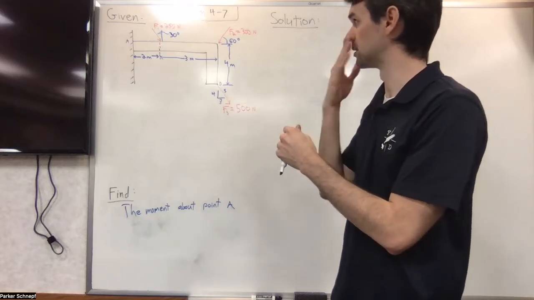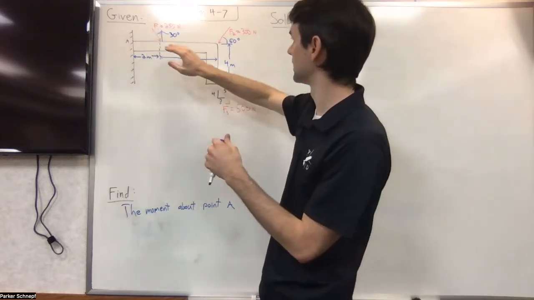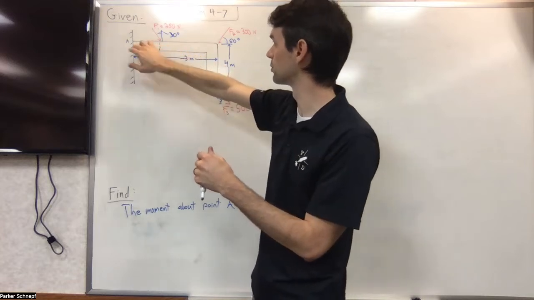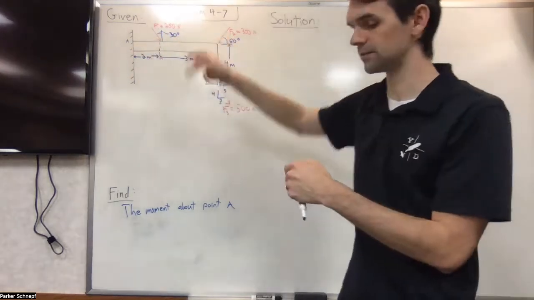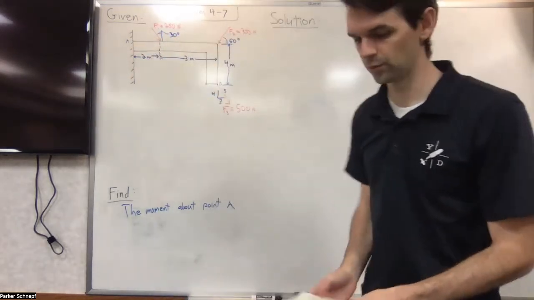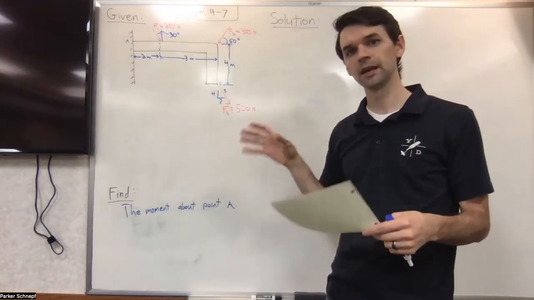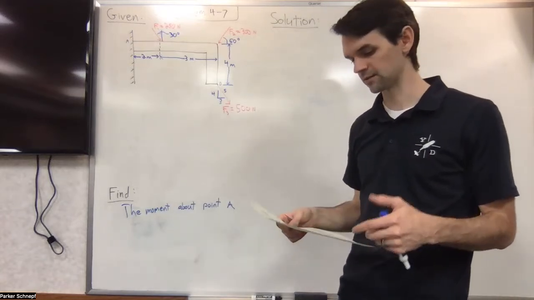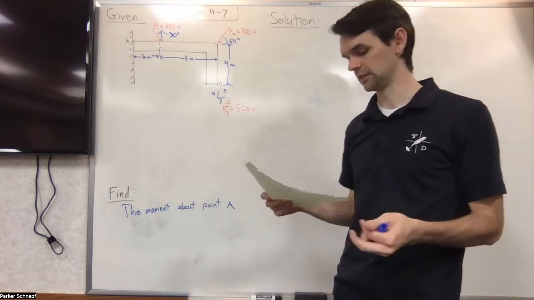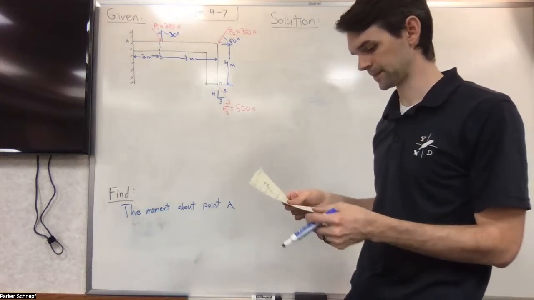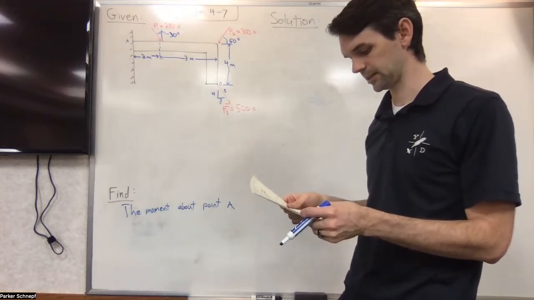In this case, we're trying to find the moment about point A caused by all of these forces. The way I'm going to do it is look at the moment caused by each force one at a time, and then add them all up at the end. Moments are just like forces, you can add them when they're in the same direction.